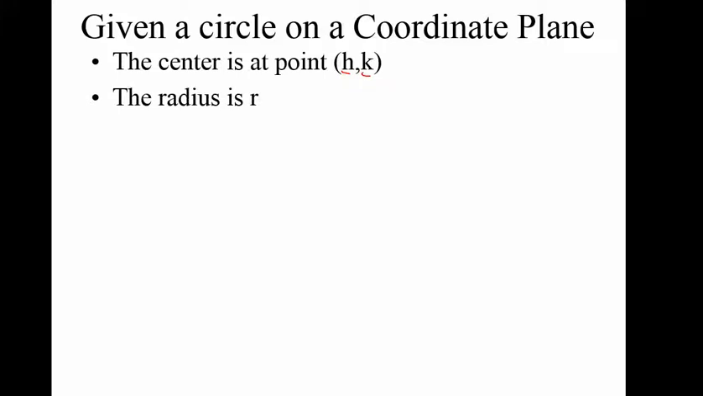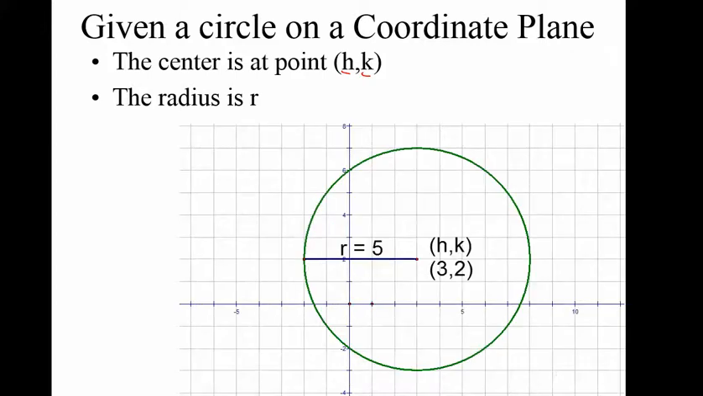So if we are given a circle on a coordinate plane, just meaning on a grid, an XY axis, then the center is at a point that we call H and K. I know these are just random letters, but they stand for the X and Y value of the center point of the circle. So they are in alphabetical order, just like X and Y are. And the radius is called R. So if we know those letters and what they represent, here's what it would look like.